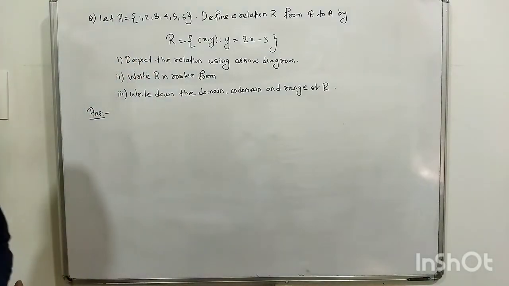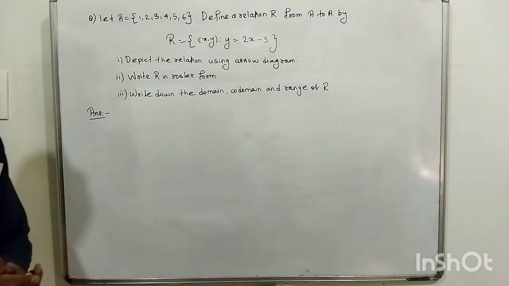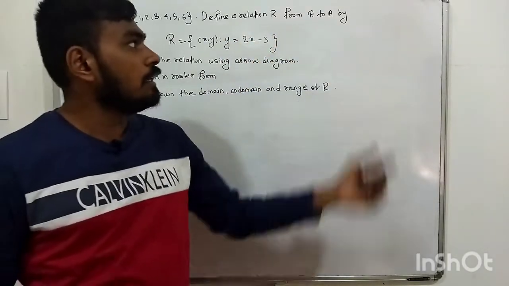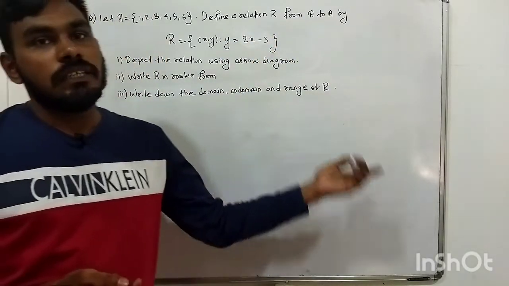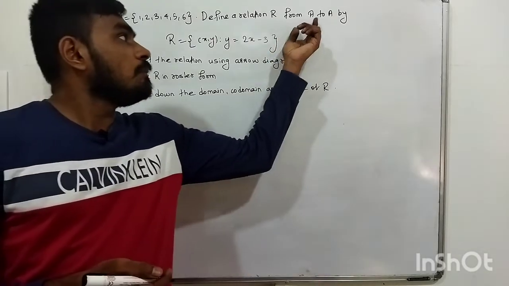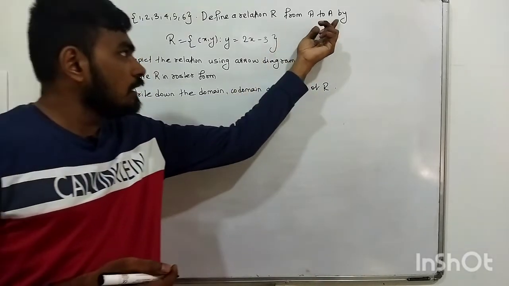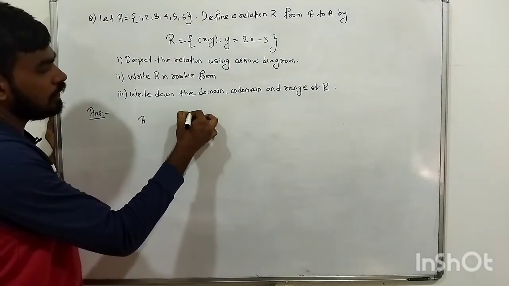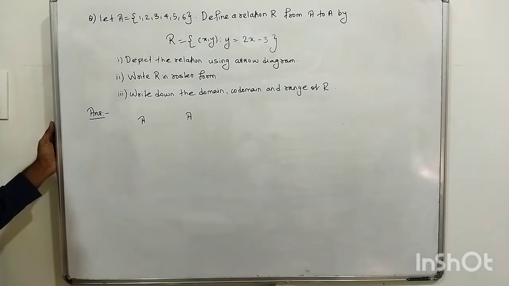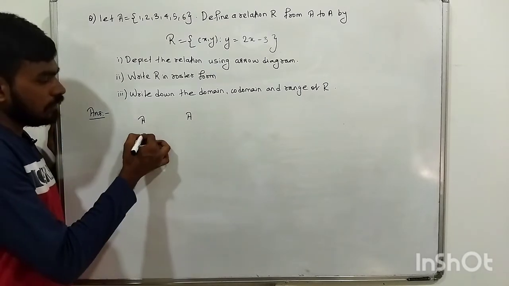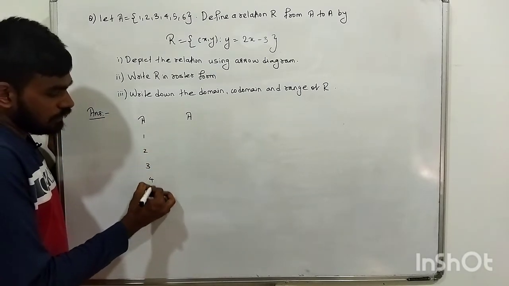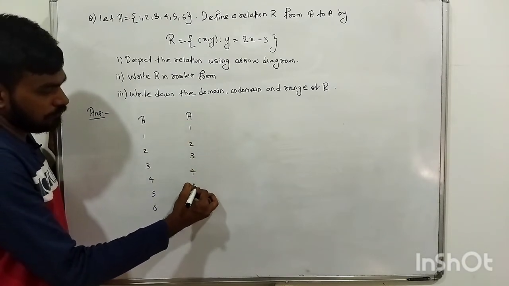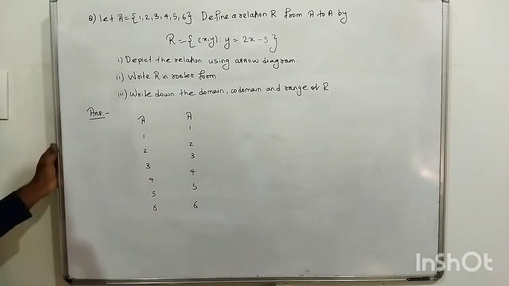So first question here is, let A is equal to 1, 2, 3, 4, 5, 6. Define the relation R from A to A. Means what? From A to A. This is actually a subset of A cross A, we can say. The first set here will be A, the second set here will be A only. It's called a relation from A to A. So this side also I will write 1, 2, 3, 4, 5, 6, and this side also I will write 1, 2, 3, 4, 5, 6. So both sides we have A only.